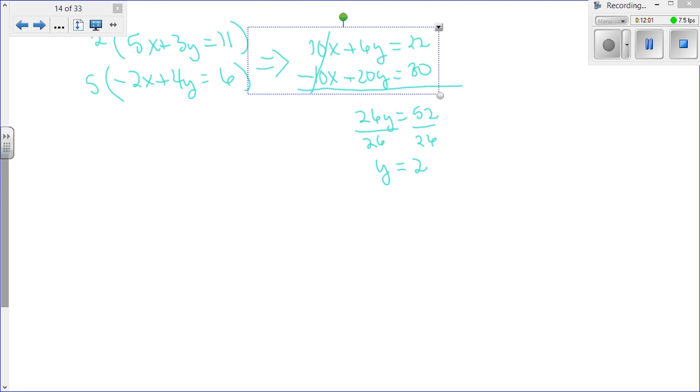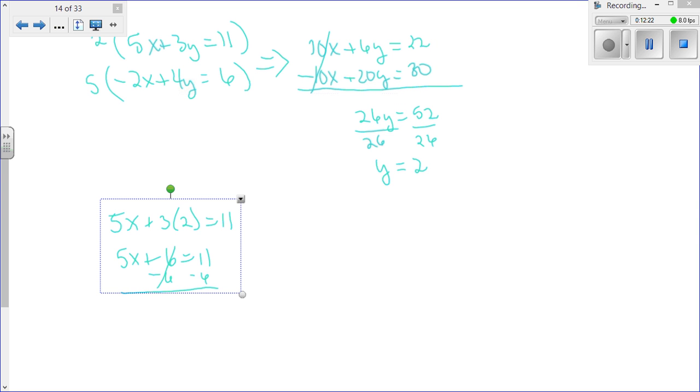Now, to find x, I'm just going to use one of my equations that I found. I'm using equation 4. So 5x plus 3 times y, which is 2, equals 11. So 5x plus 6 equals 11. Subtract the 6 from both sides. So 5x equals 5. Divide by 5. x equals 1.